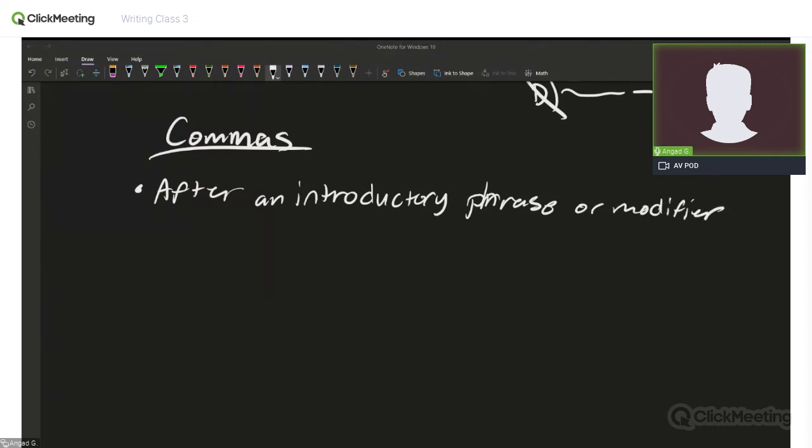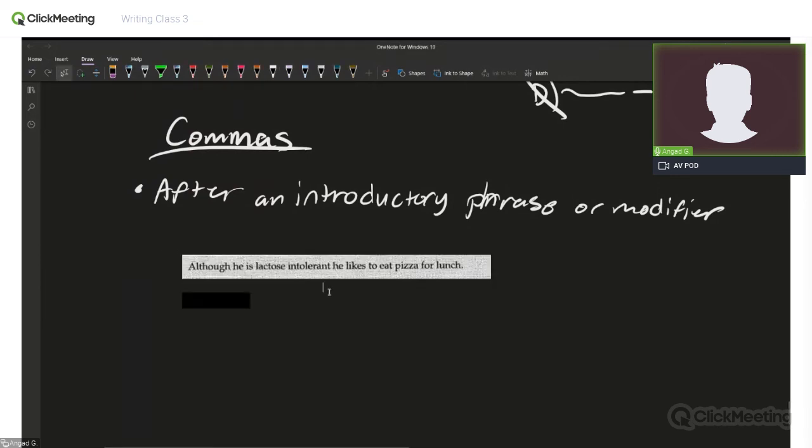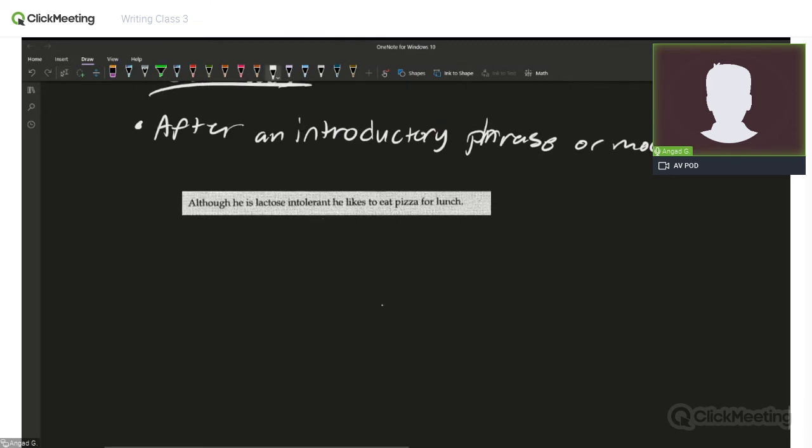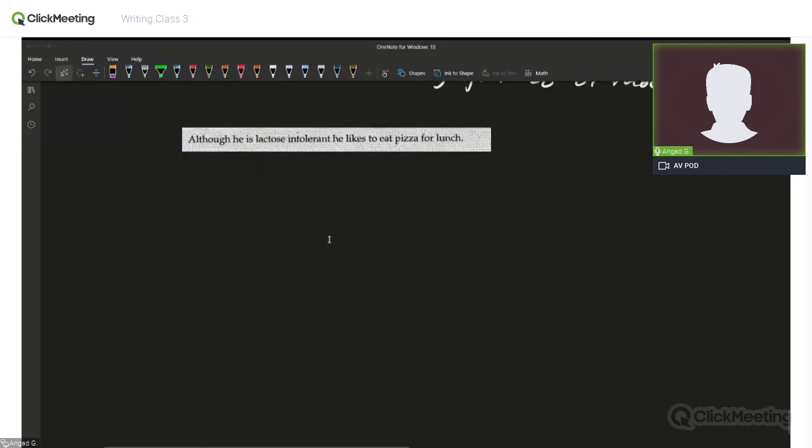All right. So let's say we have this sentence. Although he's lactose intolerant, he likes to eat pizza for lunch. Where will we put a comma here? I'm going to put it right here. Although he's lactose intolerant, comma, he likes to eat pizza for lunch. We have to put a comma after this introductory phrase, although he's lactose intolerant. Do you guys get that so far? All right, so that's one use.